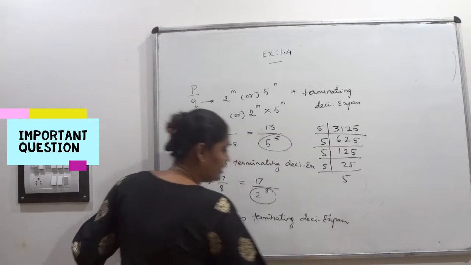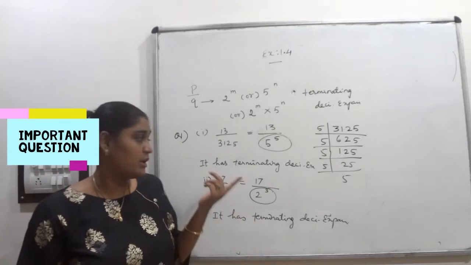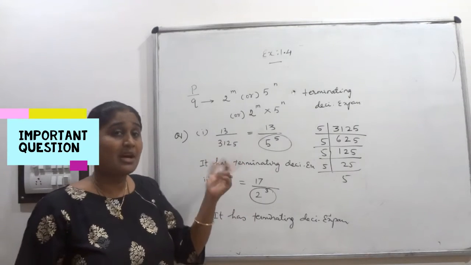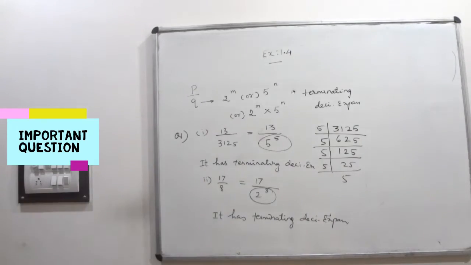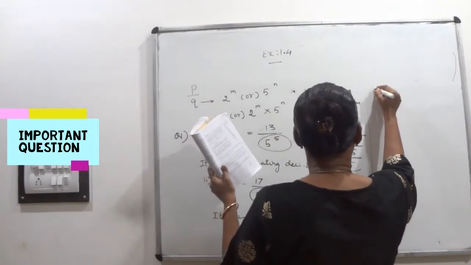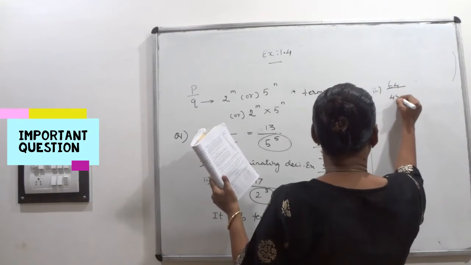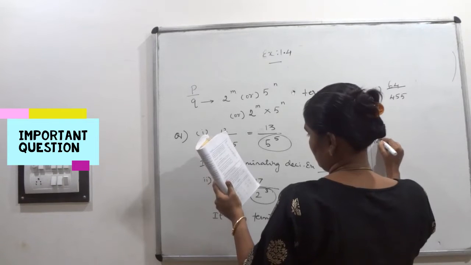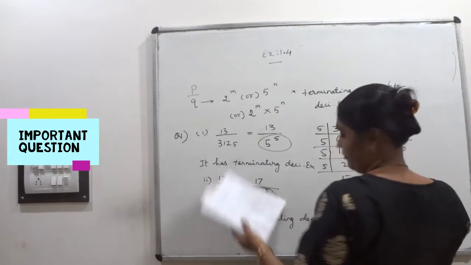See, be careful in these questions. These questions will be asked in your board papers. Very important questions. This can be asked for 1 mark. Okay, so let's start with another one, third part: 64 upon 455. Then 15 upon 1600.